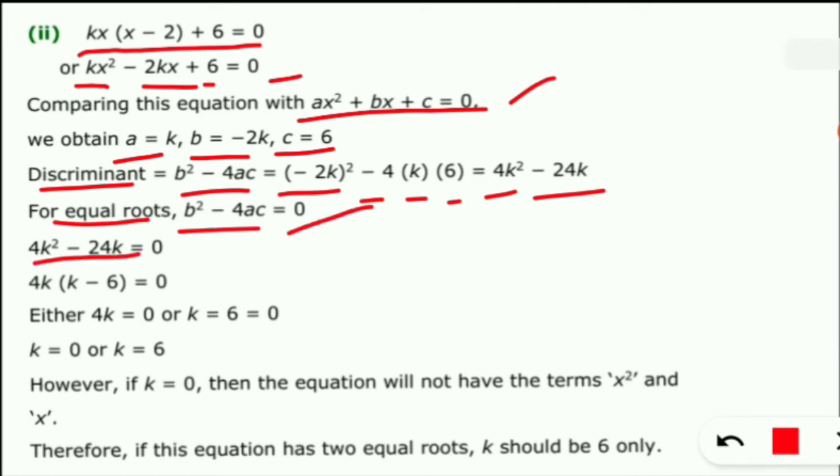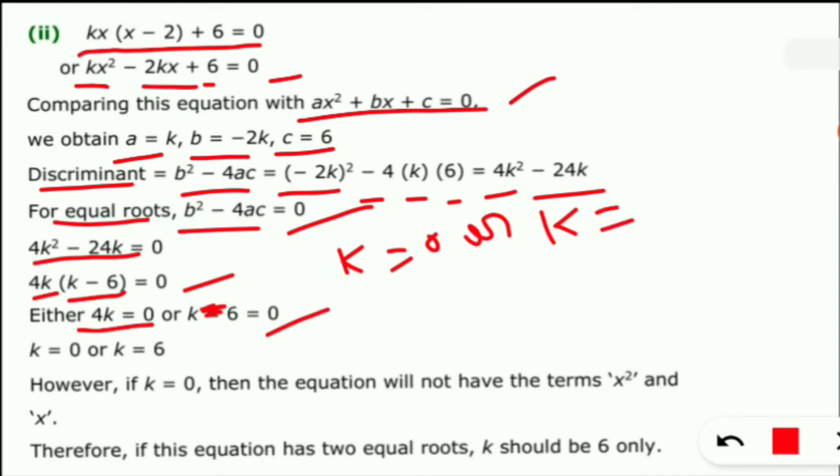So 4k square minus 24k equals 0. If we take 4k common, that means k minus 6 equals 0. That means either 4k equals 0 or k minus 6 equals 0. That means either k equals 0 or k equals 6. Clear? However, if k equals 0, then the equation will not have the x square term.